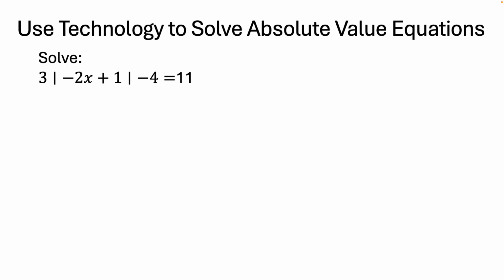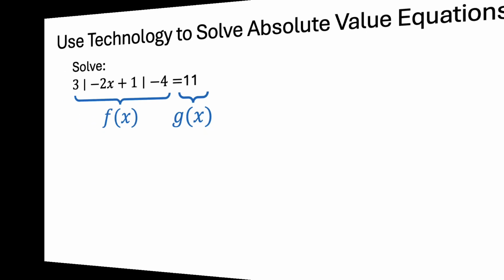Let's solve the equation 3 times the absolute value of the quantity negative 2x plus 1, minus 4, is equal to 11. To use Desmos to solve this equation, we're going to enter the left side of this equation as f of x and the right side of this equation as g of x. Let's go over to Desmos now.